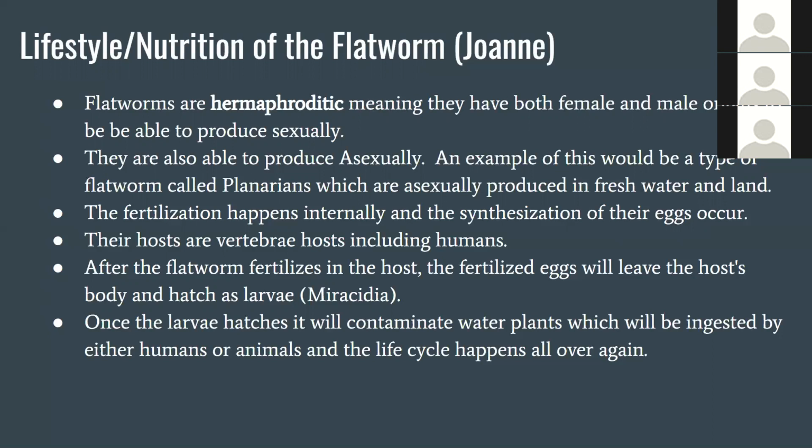Fertilization happens internally, and the eggs will then be produced. Their hosts are mainly vertebrate hosts, including humans and some animals. After the flatworm fertilizes in the host, the fertilized eggs will then leave the host's body and hatch as larvae. Once the larvae hatch, they will contaminate the water plants, which will be ingested by either humans or animals, and the life cycle will happen all over again.